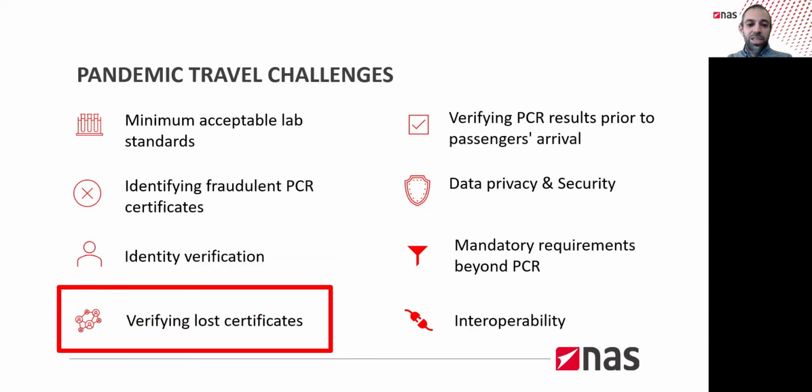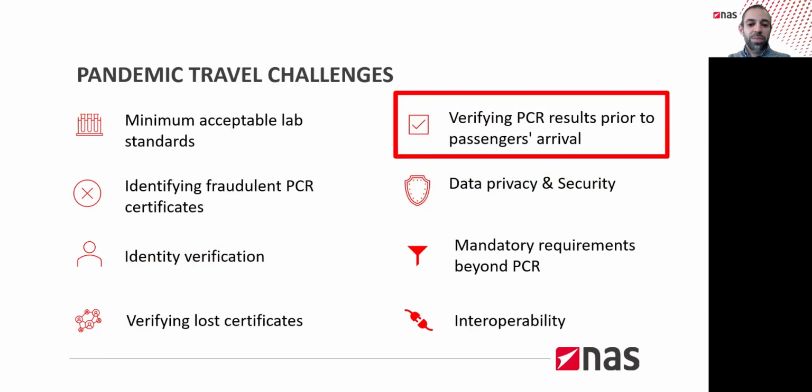The next challenge is the ability to verify lost paper certificates. Some individuals may have lost their paper certificates during travel, or they might not have access to a digital copy on their device. The MUNA solution is an inclusive solution. The verification officer at your airport will not rely on a printed certificate or a digital one presented by the passenger. Instead, your authorized staff will be able to retrieve the lab results directly from your blockchain using the passenger's passport details.